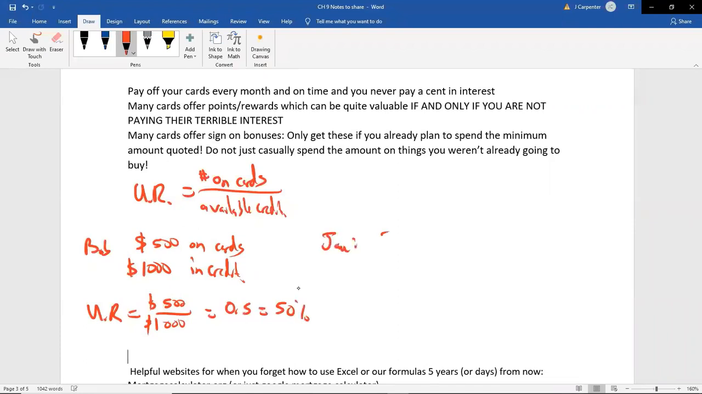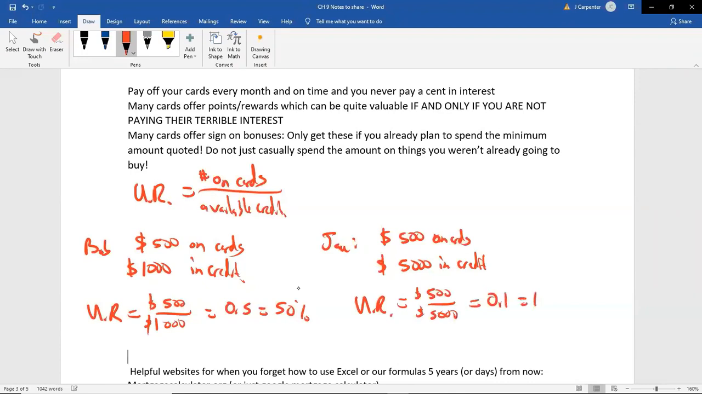Jane has $500 on her cards, and she's got $5,000 in credit. So she's got 5 credit cards maybe, or just a total of $5,000 in credit, because usually one card will give you 1,000, another card will give you 3,000, whatever. So Jane's utilization ratio is 500 over 5,000, which is 0.1, which is 10%. That is better for your credit score. The lower that number, the better.